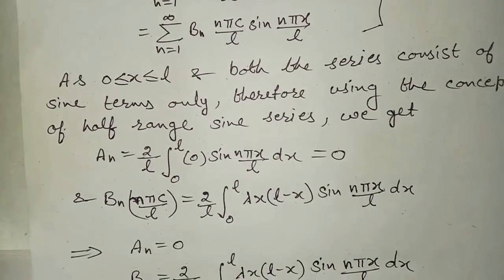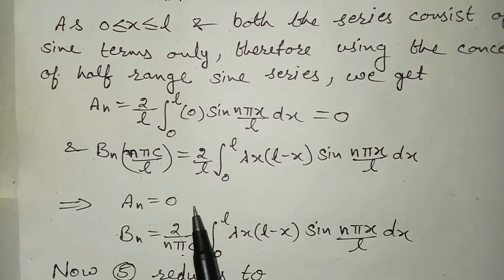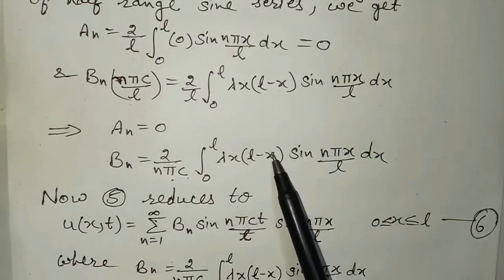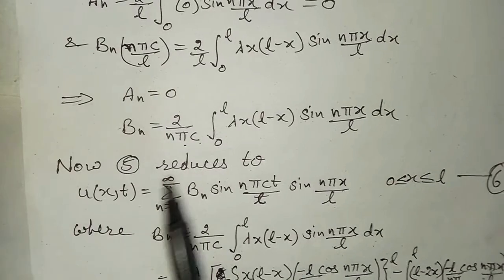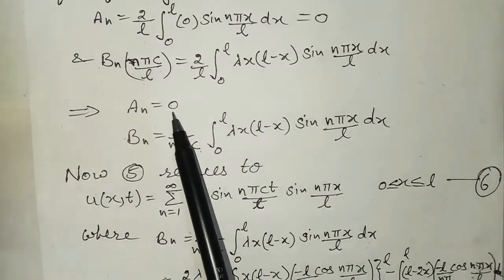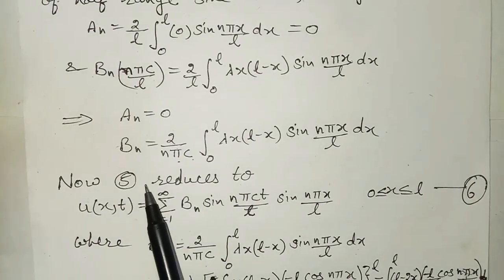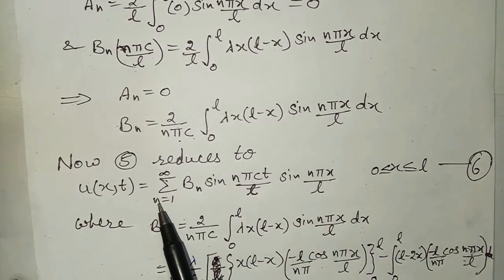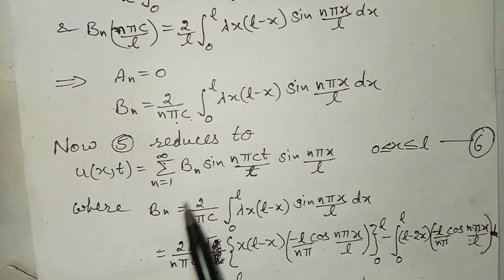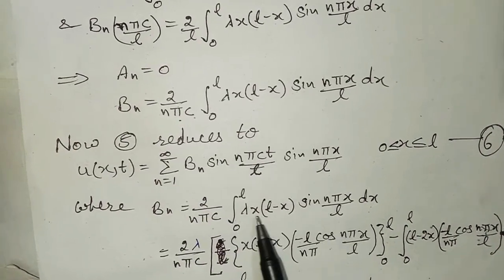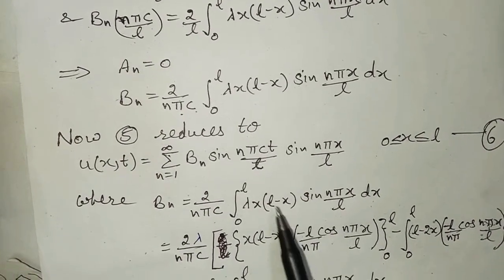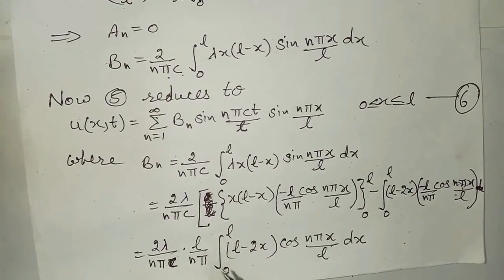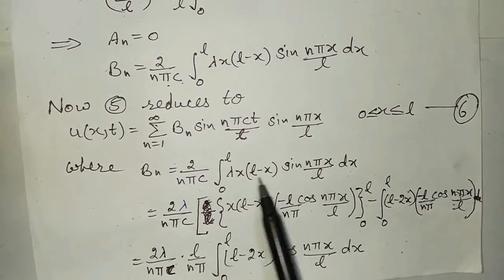So now we have both the types. All an's are 0 and all bn's are nothing but this. So let's integrate this part. First we substitute an is equal to 0, so solution 5 reduces to this. So now we have bn, where bn is this. Now we integrate this and we get the actual value of bn.